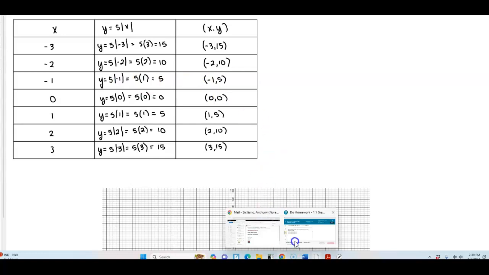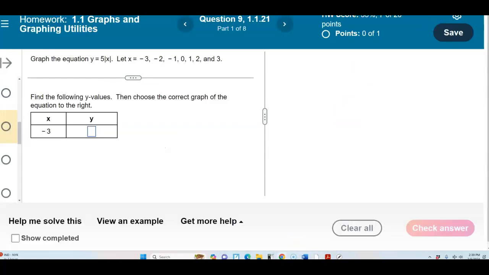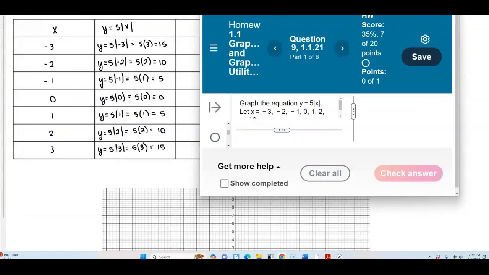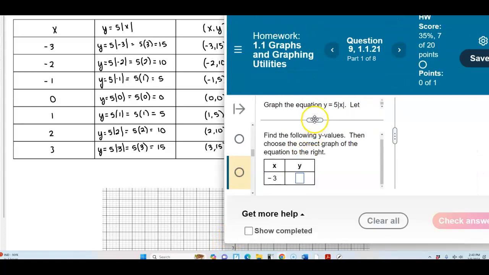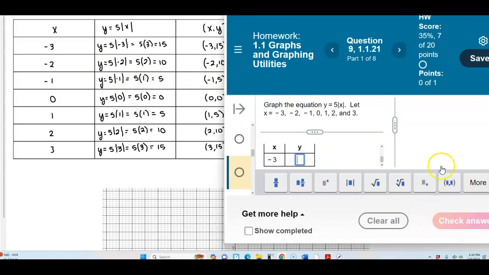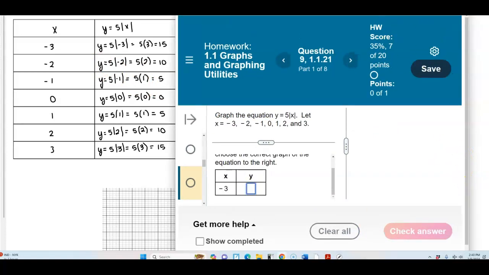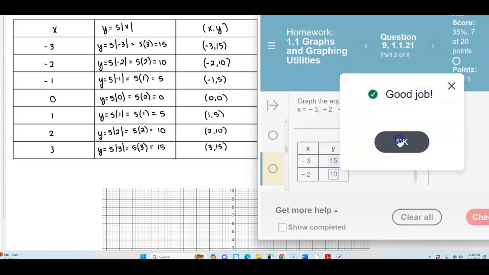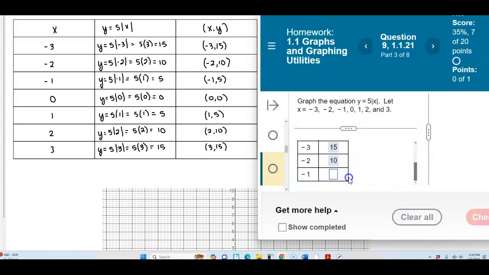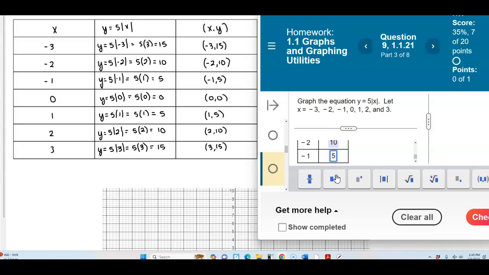So let's go ahead and put this answer into our values here. We know that we plugged in -3, we got 15. So let's go ahead and put 15 and then check our answer. That is correct. We plugged in -2 and then we got 10. Okay, we plug in -1. We got 5.